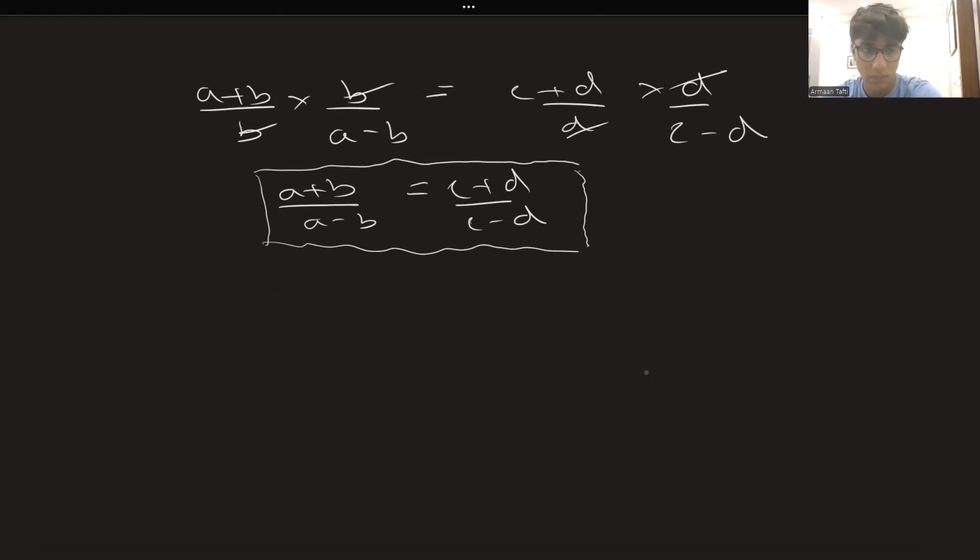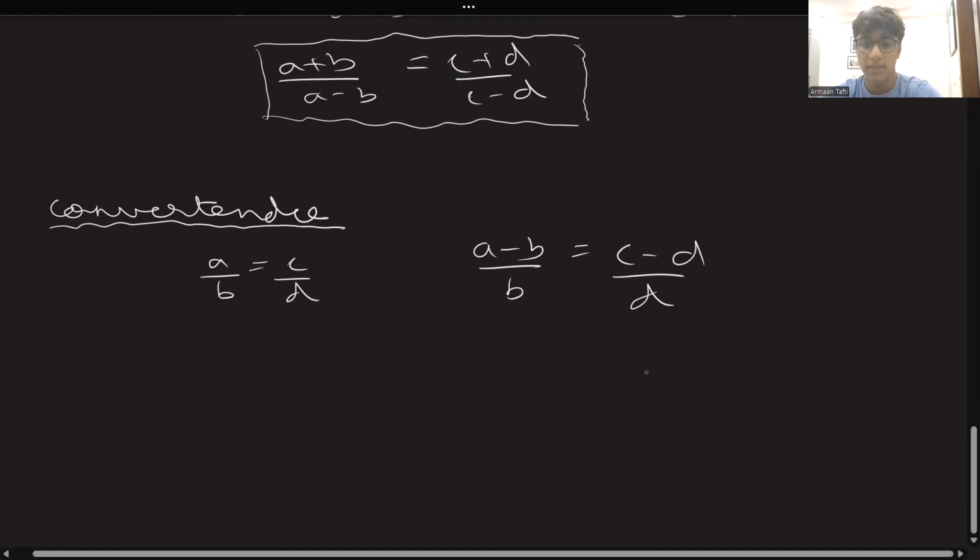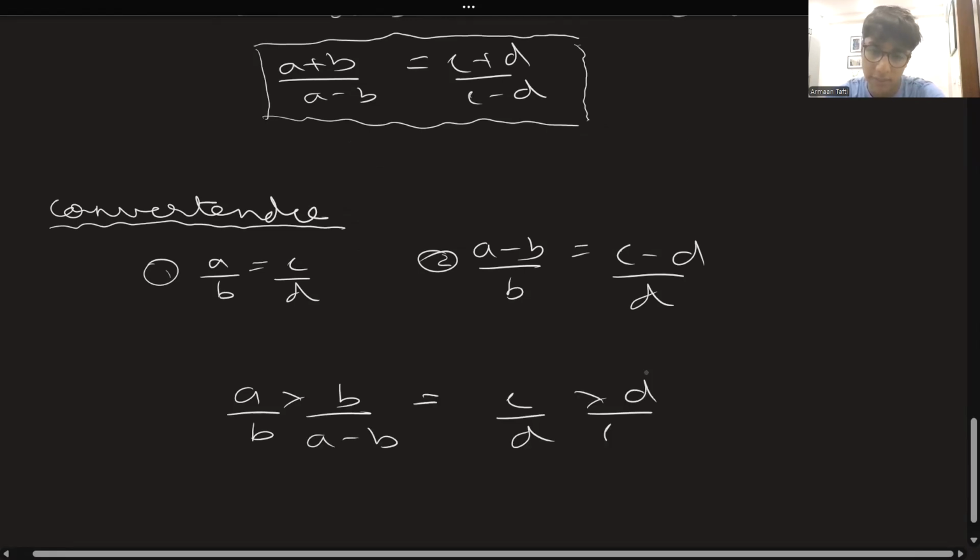For the same reason, I'm teaching you one more thing, and this is called convertendo. I have not seen any questions, any PYQs, related to this, but it's still a good idea to know. We know by simple proportion that A by B equals C by D, and by dividendo, we know that A minus B over B equals C minus D over D. Now, if we divide the first equation by the second one, then we get A by B into B by A minus B equals C by D into D by C minus D.